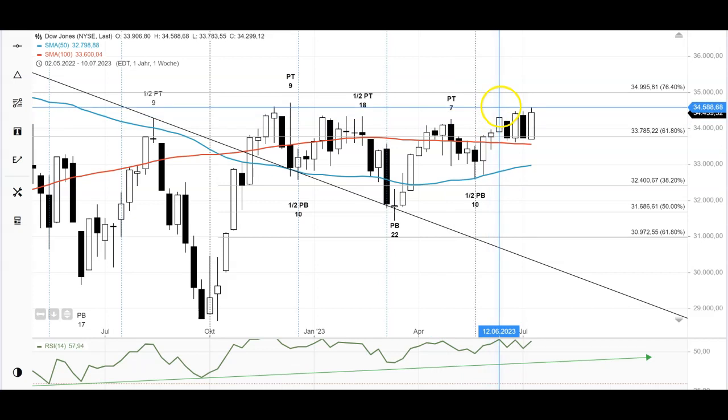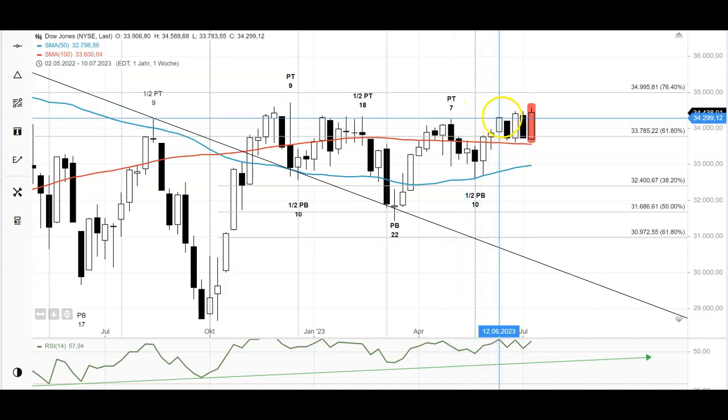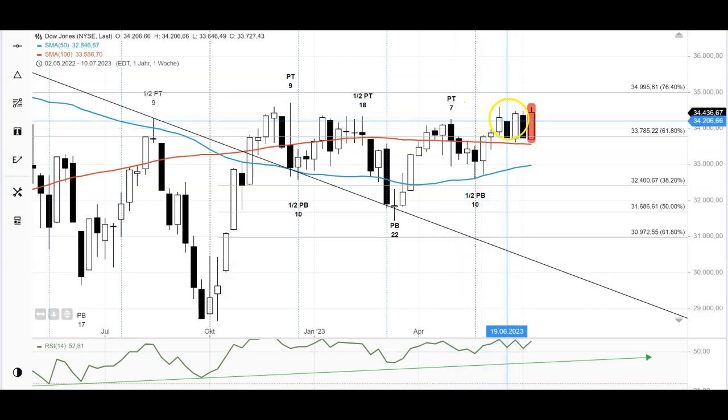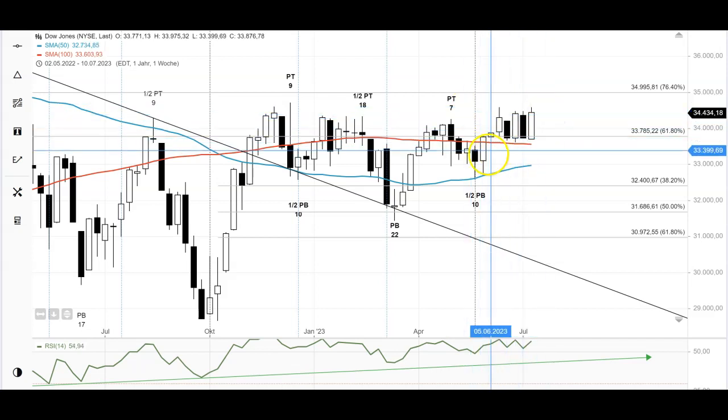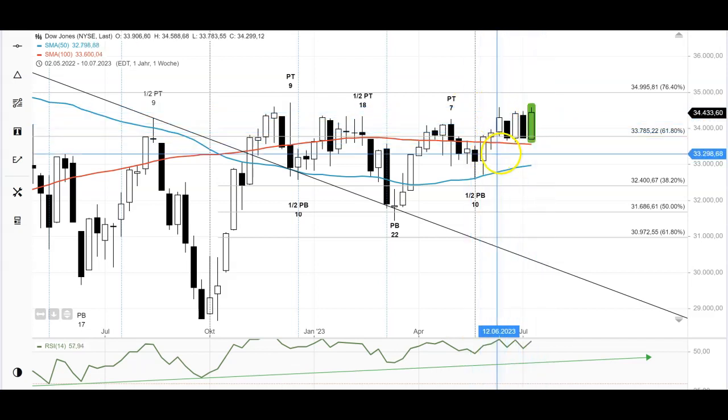But this time, yeah, it looks a bit tricky because these weekly closes were just above it, then we closed below, twice below that high. And here's where we got that symmetrical triangle I was showing you at the beginning of this show.